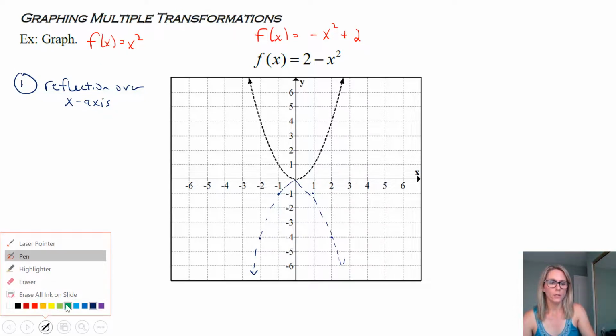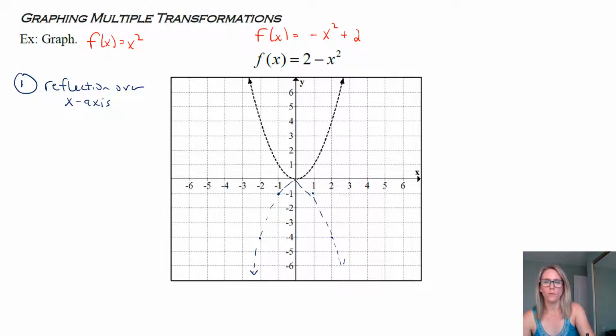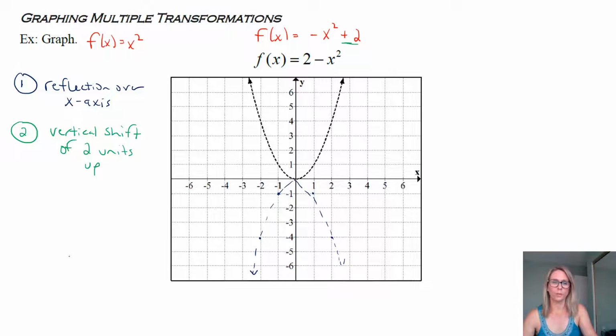And then I ask, what other thing do I have? That's why I thought rewriting it might be helpful, because we see that at the end we have a +2. That's telling us, that's the vertical shift, because it's just that number at the end that's being added. So a vertical shift of 2 units. And that's a positive number, so it's exactly what you'd think, 2 units up.